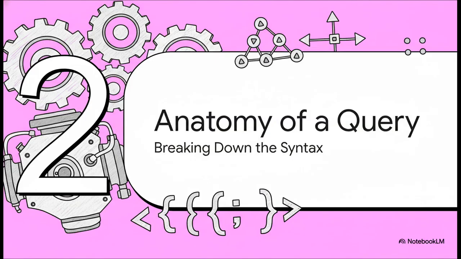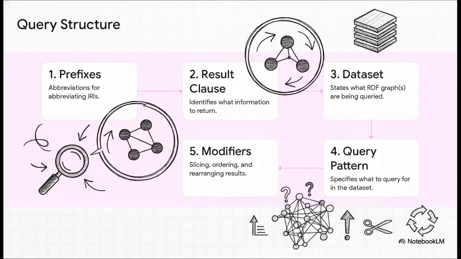All right, let's pop the hood and see what one of these queries actually looks like. I know, the syntax might seem a little intimidating at first glance, but I promise, once you see the basic building blocks, it all starts to make a lot of sense. So pretty much every query has 5 main parts. You've got prefixes up top. Think of these as just nicknames or shortcuts for really long web addresses. Then there's the result clause, like select, which is you saying, here's the stuff I want you to give me back. The dataset definition tells it where to go looking.